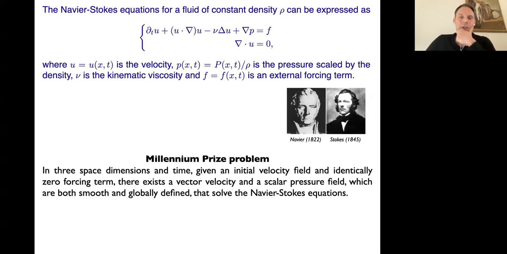And as many of you know, of course, there is the famous Millennium Prize problem, which says that in 3 dimensions, given any initial velocity and a zero forcing term, there exists a long-term global solution which exists for all time and which is smooth. That's the famous Millennium Prize problem, and it's posed on the 3-torus. There's a version on the 3-torus, and there's a version, I think, in R^3. Okay, so of course this is important. That's a beautiful problem. Lots of interesting mathematics is being developed to understand this problem.